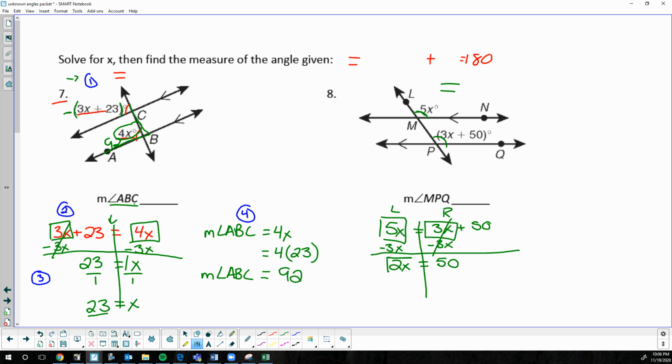Now, we have this 2 here. Box up the x one more time. The 2 is inside the box. Inside means divide, so we're going to divide both sides by 2. We end up with x equals 25. Now, that's almost done. We now know what x is.